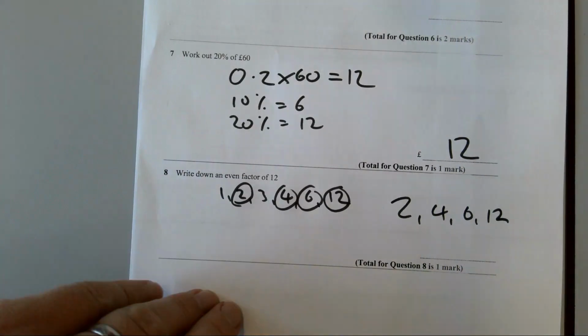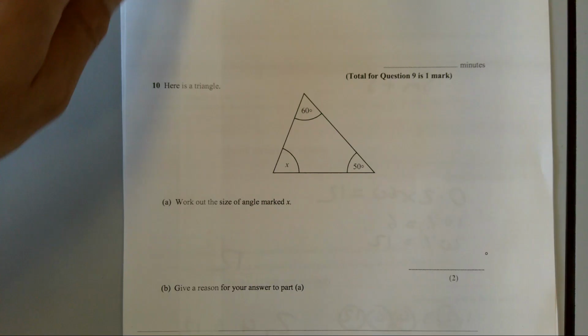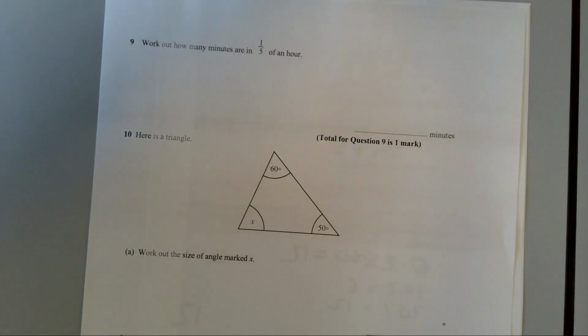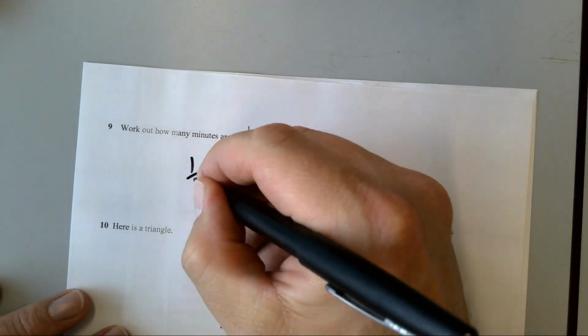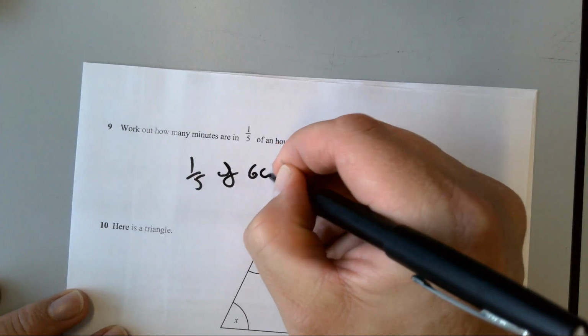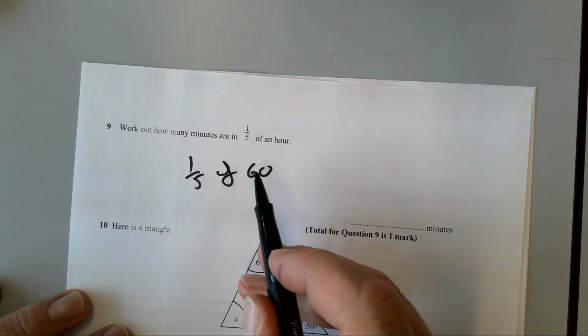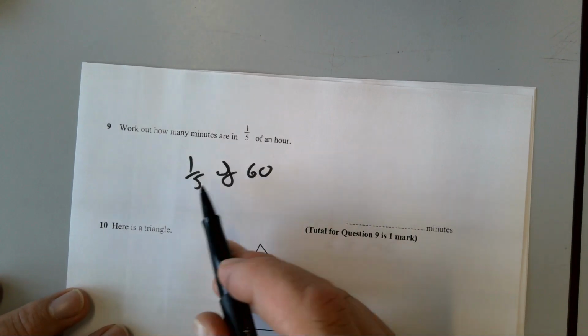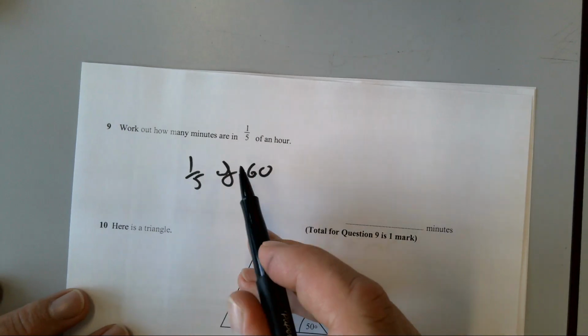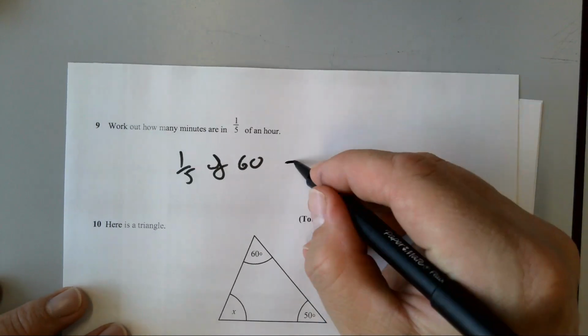Continuing on, question number 9, how many minutes are in a fifth of an hour? So what we're really saying is 1/5 of 60. So how many 5s go into 60? Knowledge of our times tables would help us. 5 times 12 makes 60, so 12 minutes is a fifth of an hour.